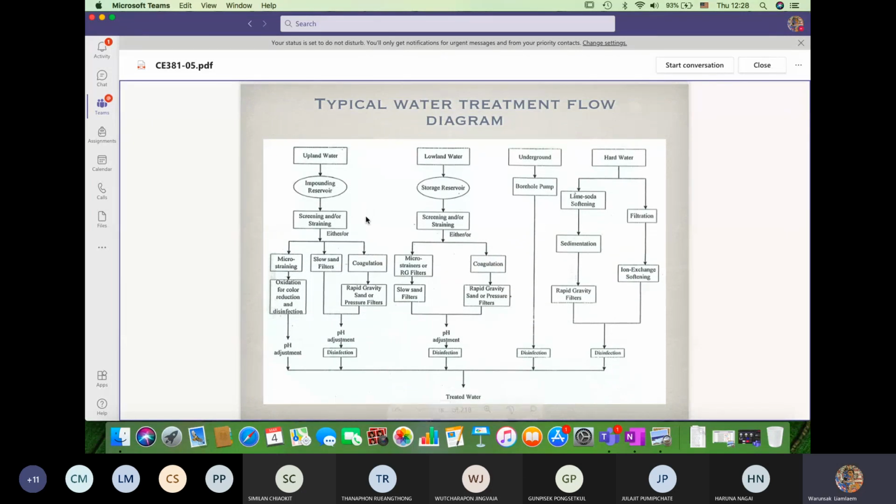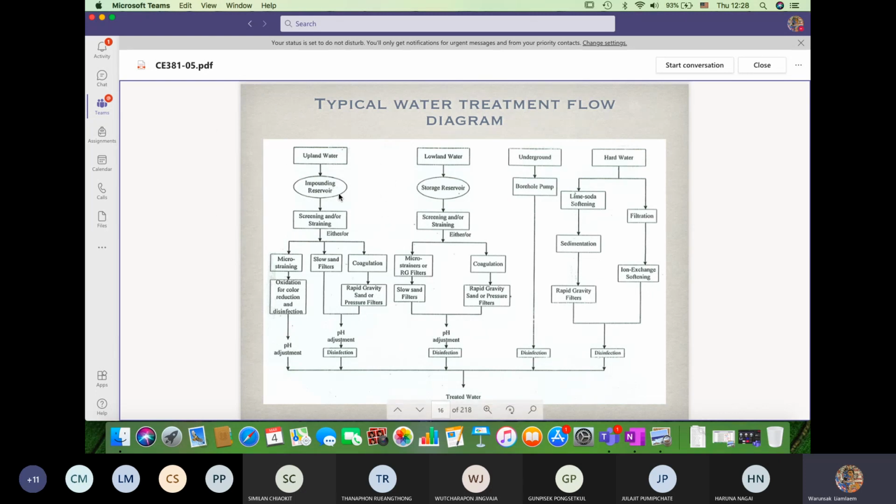These diagrams also compare various types of raw water. As I mentioned, if you use underground water, the only process needed is disinfection. But for underground water that is very hard, sometimes we have to apply a softening process to bring the hardness down to the proper range. And at the end, apply disinfectants in the disinfection process.